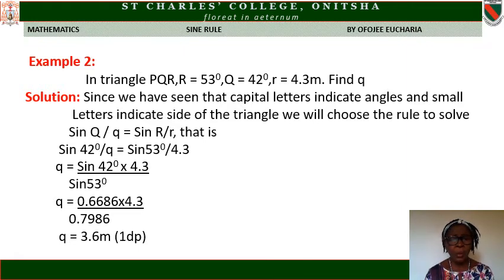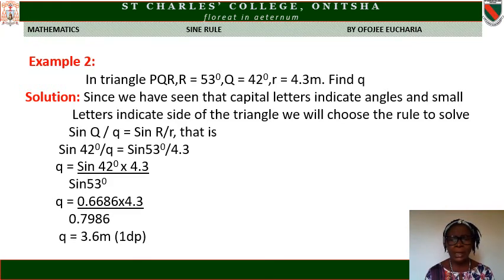Having known what capital is, what small is, we can now look at it directly. We might not draw the triangle again because you have seen that, the capital and small, you have distinguished that. So we are going to look at triangle PQR, where capital R is 53 degrees, capital Q is 42 degrees, and small r is 4.3 meters. We want to find q.